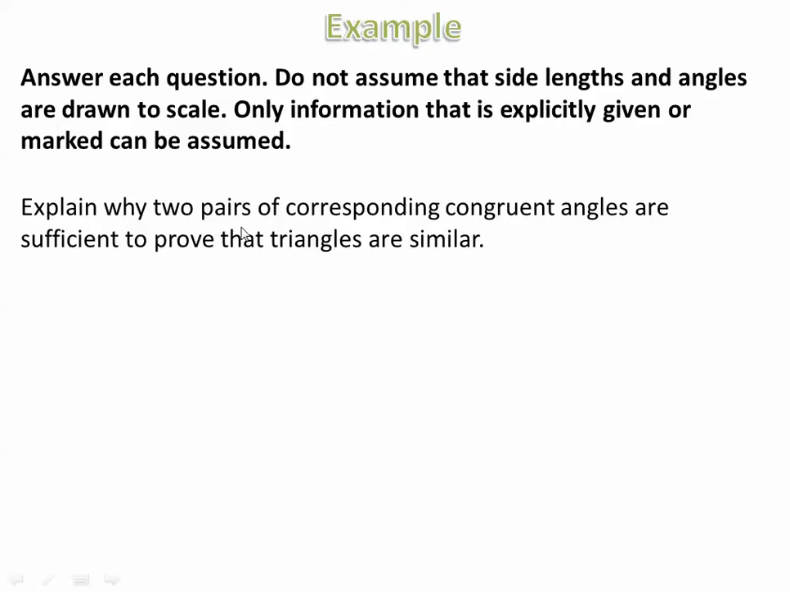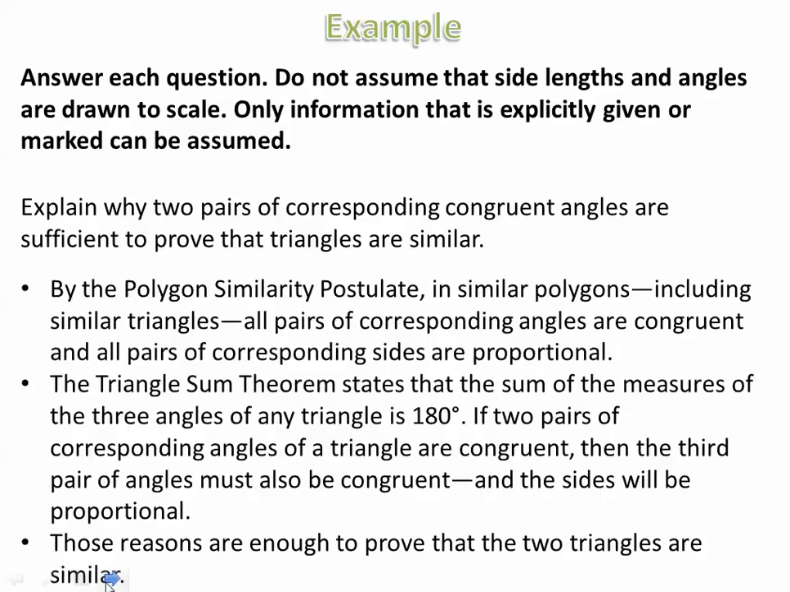This says, explain why two pairs of corresponding congruent angles are sufficient to prove that triangles are similar. And the answer that they gave you was quite lengthy in the key. It says, by the polygon similarity postulate, in similar polygons, including similar triangles, all pairs of corresponding angles are congruent and all pairs of corresponding sides are proportional.